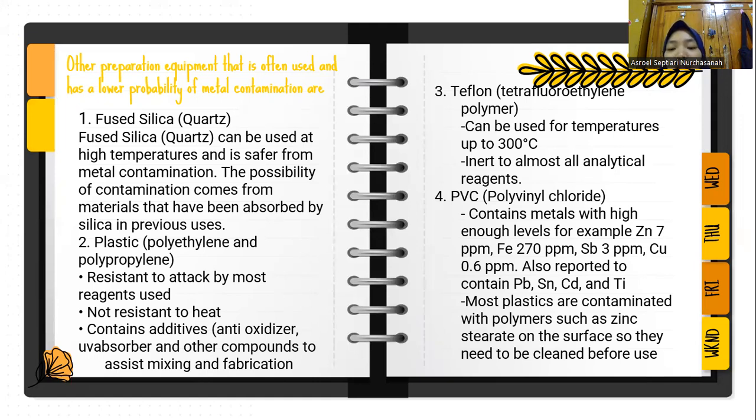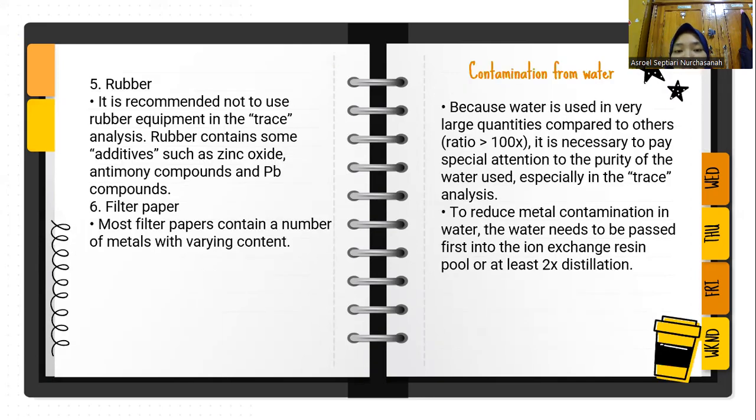PVC, polyvinyl chloride, contains metals at high levels, for example zinc at 70 ppm, Ba at 270 ppm, Sn at 3 ppm, Cu at 0.6 ppm. It is also reported to contain Pb, Sn, Cd, and Ti. Most plastics are contaminated with polymer additives such as zinc. Zinc is found on the surface, so plastics need to be cleaned before use.